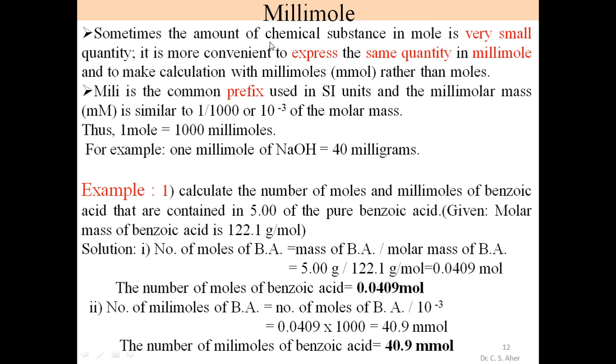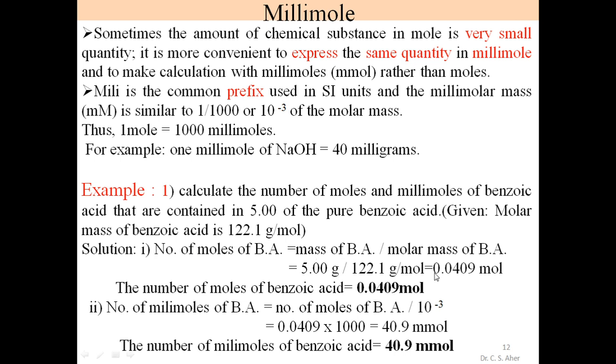Example: on the basis of moles and millimoles, calculate the number of moles and millimoles of benzoic acid that are contained in 5 gram of pure benzoic acid. What is given? The molar mass of benzoic acid is given, that is 122.1 gram per mole. So in the solution, first, the number of moles of benzoic acid is equal to the mass of benzoic acid upon the molar mass of benzoic acid. So the mass is given, 5 gram, divided by the molar mass, 122.1.